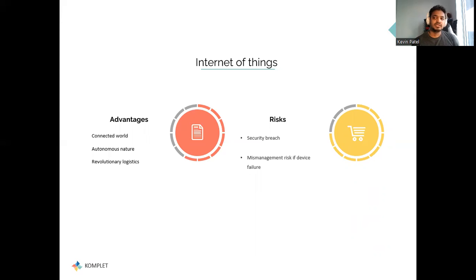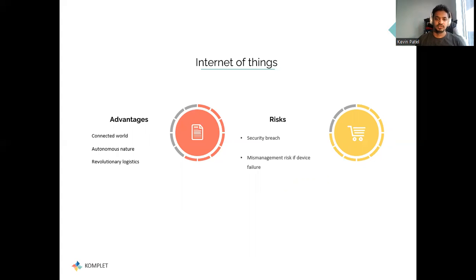The third thing is the revolutionary logistics impact here: the sensors could send real-time GPS locations for each of the logistics trucks or containers or any other logistics device, so that companies don't need to run around for updates. The updates are readily available whenever they need them.